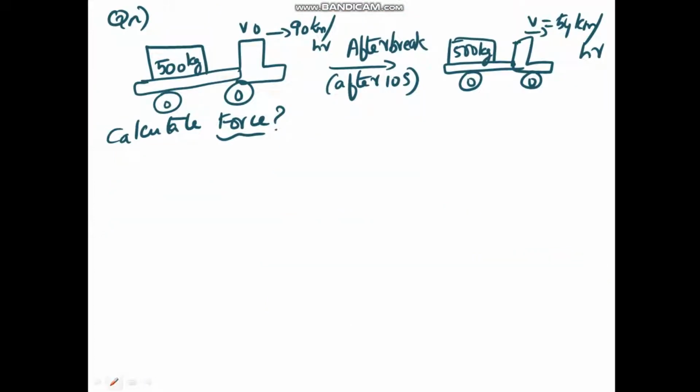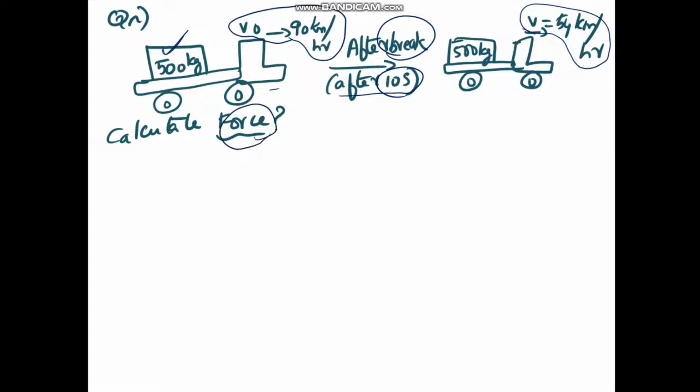Okay, this is the next question we are going to see. See, a truck is moving with an initial velocity of 90 km per hour. There is a block on it whose mass is 500 kg. Then we put the brake. Then after 10 seconds, the vehicle is moving at 54 km per hour. Then they are asking what is the force acting on it so that the speed decreases from 90 to 54 km per hour.